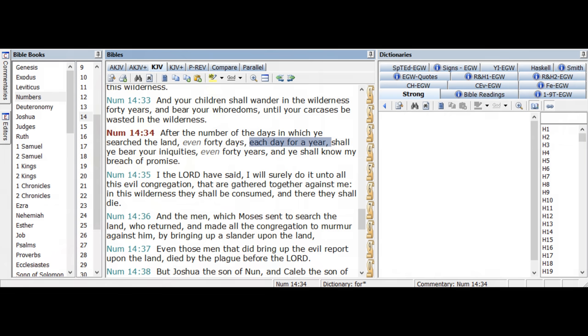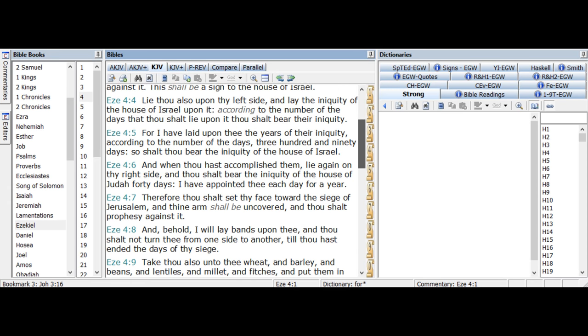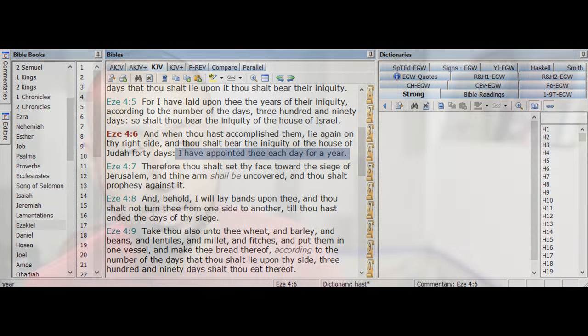If you guys don't believe me, let's go to Ezekiel. Ezekiel 4 and verse 6. Again, God makes a prophecy about the house of Judah and the house of Israel. Here's what he says. He tells Ezekiel to lie on his right side and lie on his left side. And then he says this, watch. And when thou hast accomplished them, lie again on thy right side, and thou shalt bear the iniquity of the house of Judah 40 days. I have appointed each day for a year. So God makes a time prophecy about the house of Israel and the house of Judah, and he says, I have appointed each day for a year in this prophecy. So again, we have the day-to-year principle. Each day in Bible prophecy is equal to a year, literally. So a prophetic day is equal to a literal year.